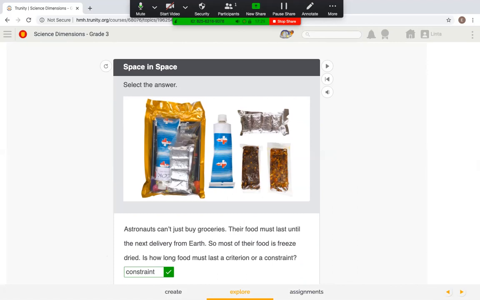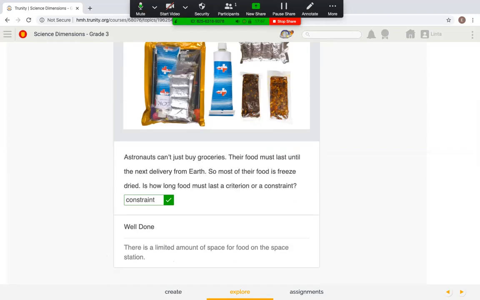Astronauts can't just buy groceries. Their food must last until the next delivery from Earth. So most of their food is freeze-dried. Is how long food must last a criterion or a constraint? It is not a criterion. It is a constraint. Why? Because they need to take into consideration the space that this amount of food would take on the spaceship. So there's a limited amount of space for food on the space station.